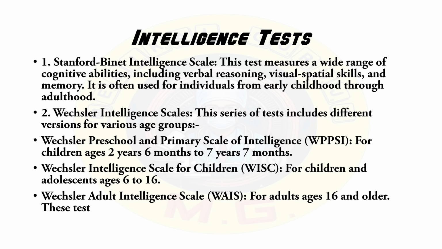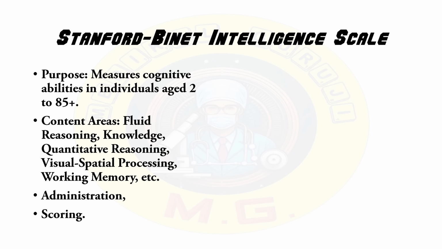Third is quantitative reasoning, that is giving mathematical and numerical problems to solve. Fourth is visual spatial processing, that is to understand and manipulate visual information. Fifth is working memory, holding and processing information in the mind. Then we administer all together and score, providing an overall IQ score and a subscore for each content area.